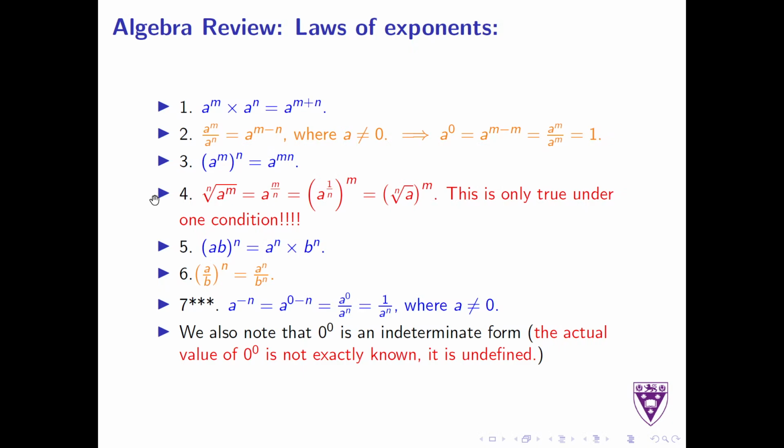Now, let's talk about number 4 and why it is red in the first place. So if you have the nth root of a to the exponent m, this is equal to a to the m over n. You take this m that is inside and then you divide by that n that is outside. And of course, this is the rule, right?